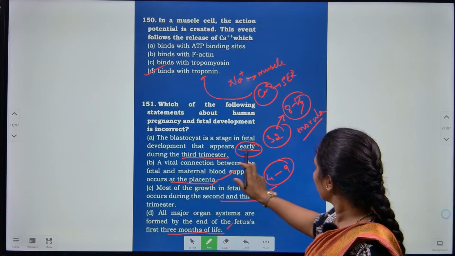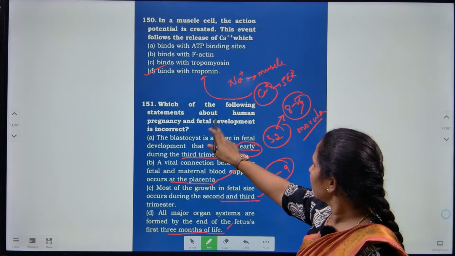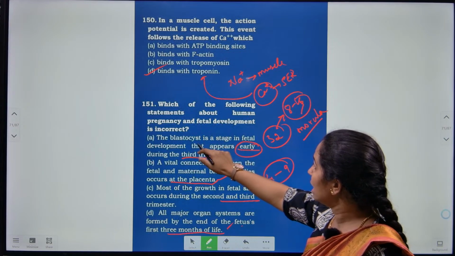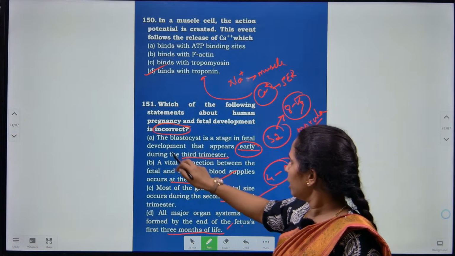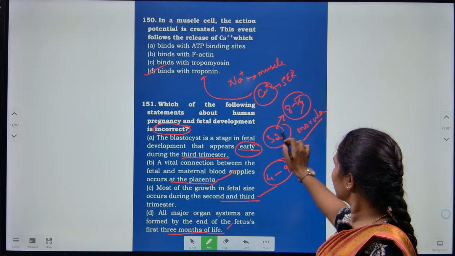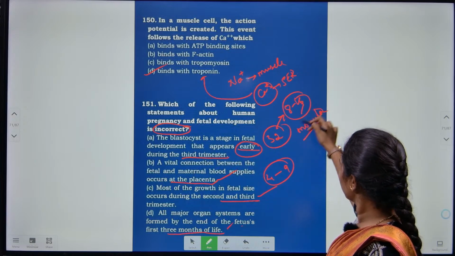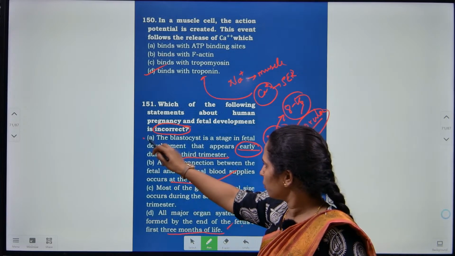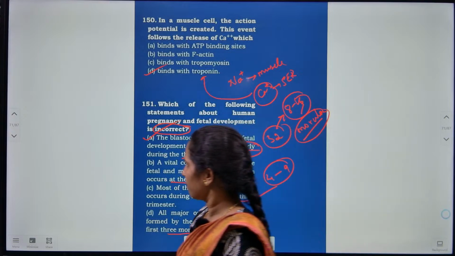So which of the following statements about human pregnancy and fetal development is incorrect? The incorrect one is that in the 3rd trimester the early embryo is not the blastocyst, it is always the morula here. So this is going to be the incorrect answer.